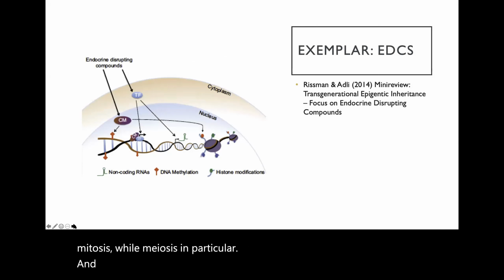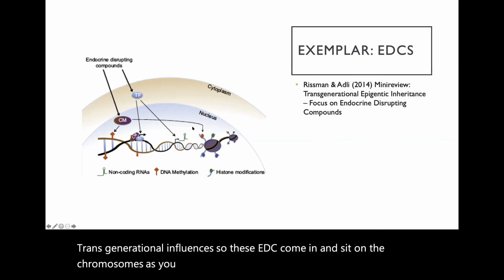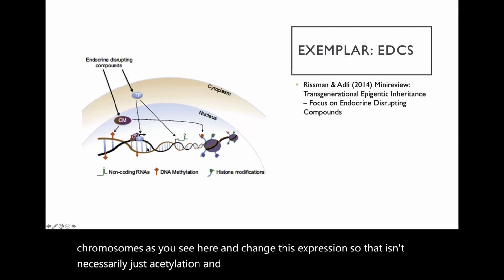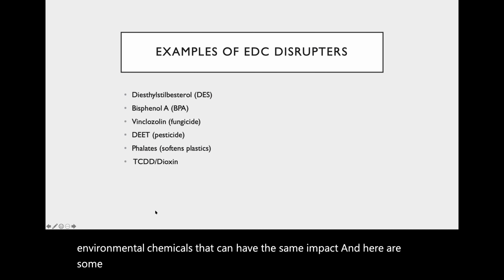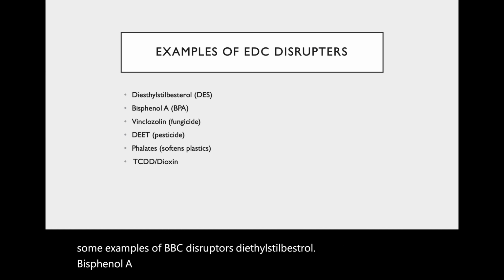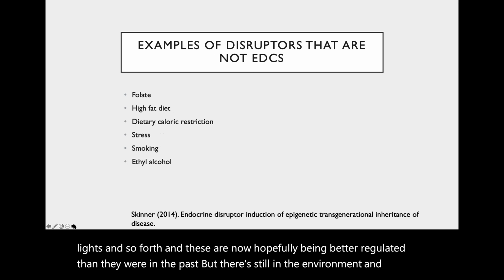And here's an example of a disrupting chemical, transgenerational influences. So these EDCs come in and sit on the chromosomes, as you see here, and change this expression. So it isn't necessarily just acetylation and methylation, but there can be environmental chemicals that can have the same impact. And here are some examples of EDC disruptors: diethylstilbestrol, bisphenol A. These are going to look familiar to you. DDT, the pesticide, phthalates, and so forth. And these are now hopefully being better regulated than they were in the past, but they're still in the environment and they can still have an impact.